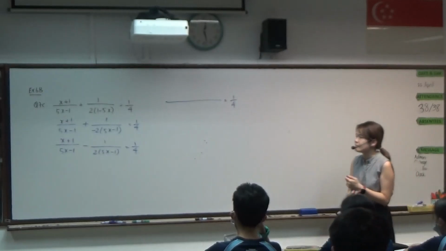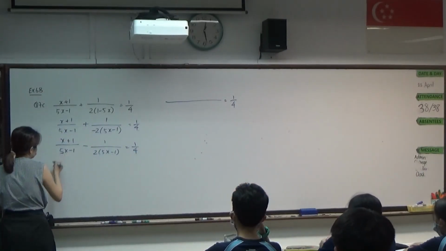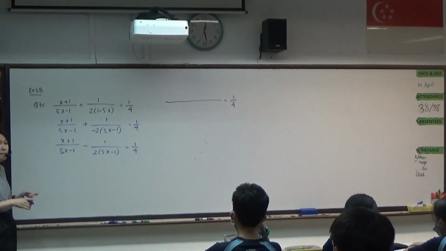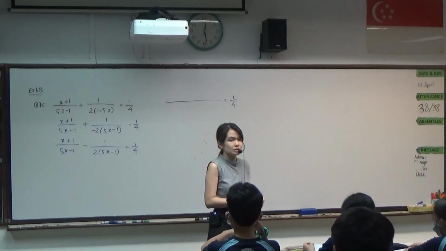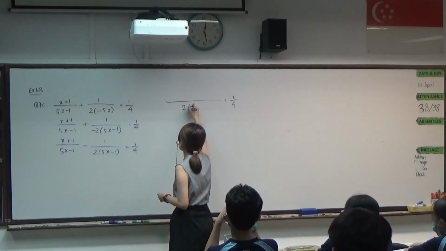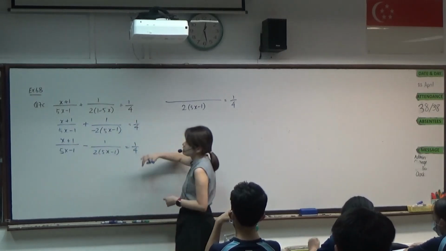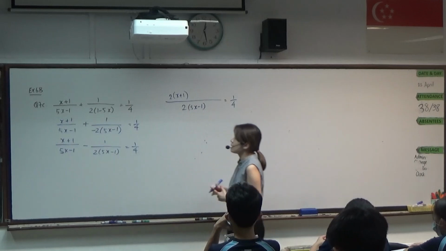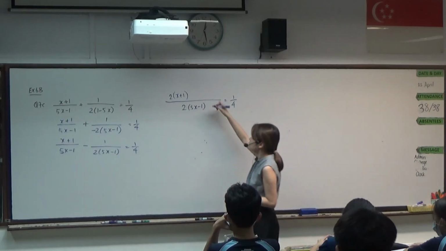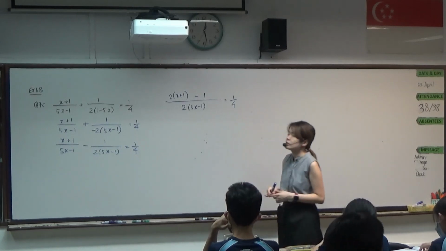Take the 1 minus 5x into 5x minus 1. What are we trying to achieve? Same denominator, and our denominator shall be 2 times 5x minus 1. Great. On the fraction on the left, we need to multiply by 2. So on the numerator, I will have 2 times x plus 1, followed by a minus 1 from the second fraction, and it will be equal to 1/4.